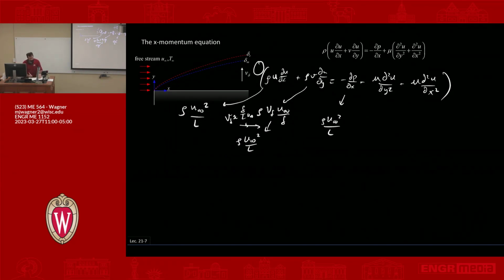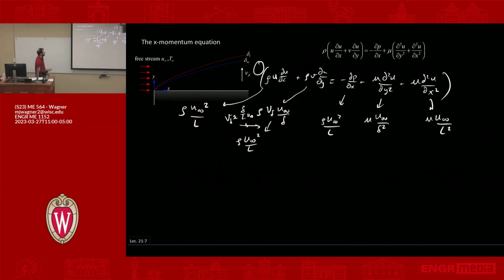Okay, and then the remaining terms, we have the viscous terms. So the order of magnitude of this term is going to be mu times u infinity over delta. But it's the second derivative. So it turns out the approximate model for second derivative is to have mu u infinity over delta squared. That's the way of dealing with that. And then the last term here is mu u infinity over L squared, because that's in the x direction.